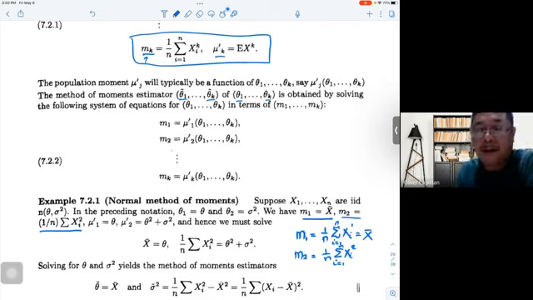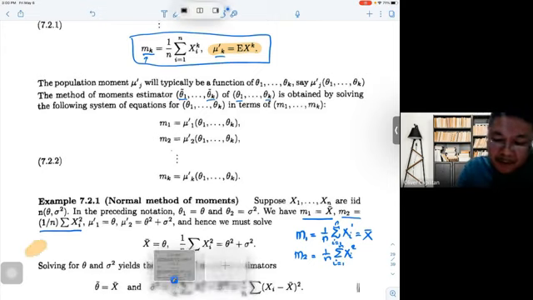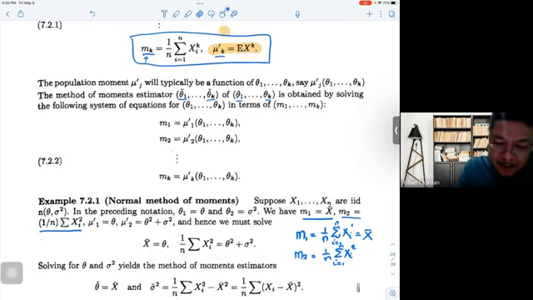What about the population moments? This is what we will use for the population moment. It's the expectation. So what is mu sub 1 prime? Mu sub 1 prime, according to our definition, is the expectation of x to the 1. Since we have a random sample, IID, normally distributed, the mean of x is equal to theta.